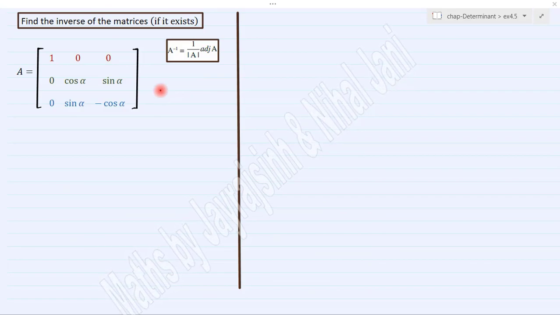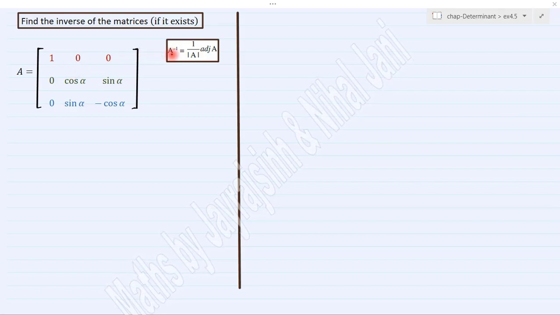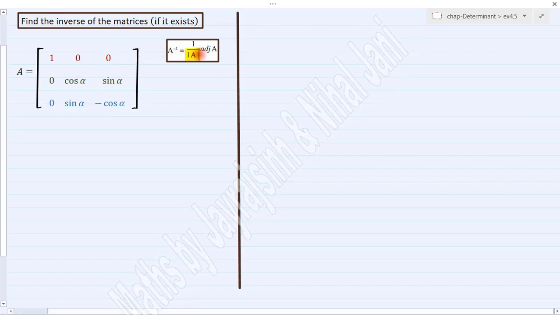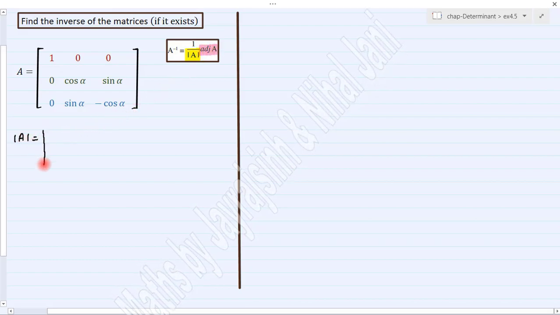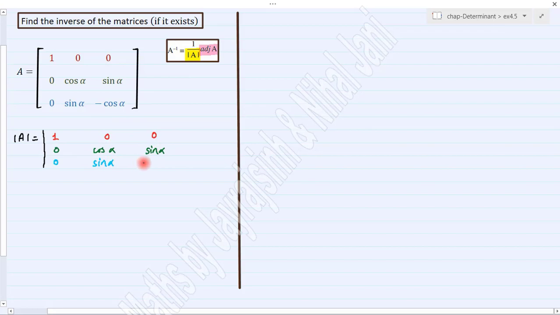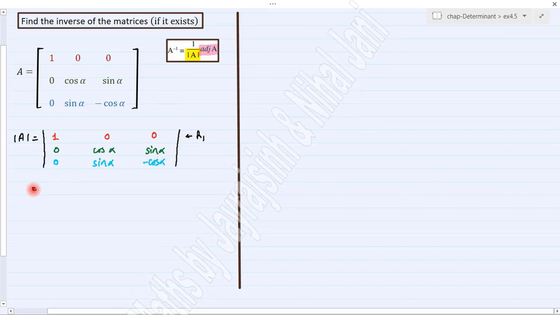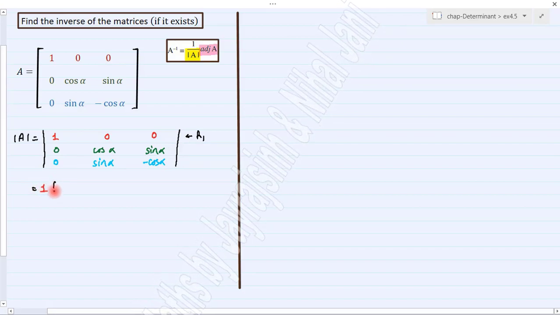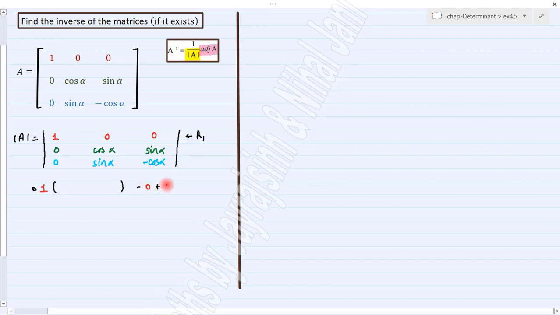In this question, we have to find inverse of matrix A if it exists, and for that we are going to need determinant of A and adjoint of A. So first of all, let's find out determinant of A. Let's expand our determinant with respect to first row. So the only non-zero term is the first one. Rest of the terms are 0, so we don't have to worry about them.